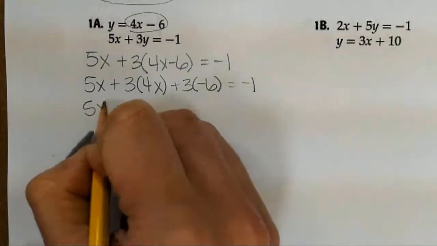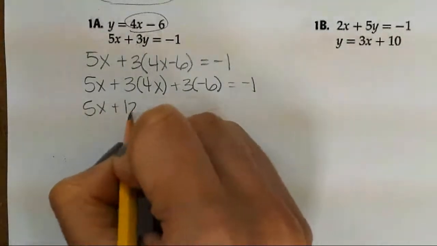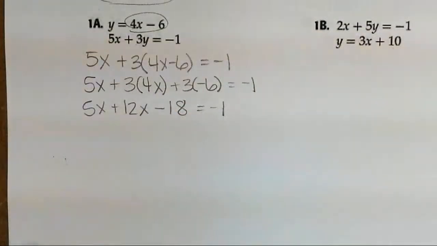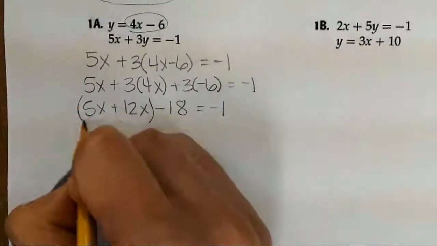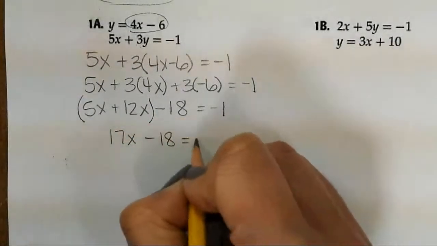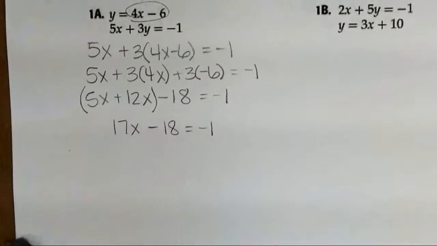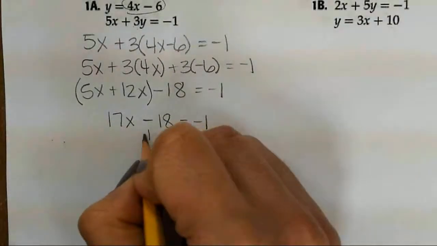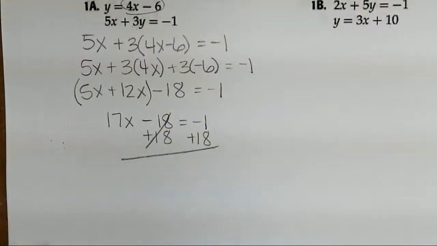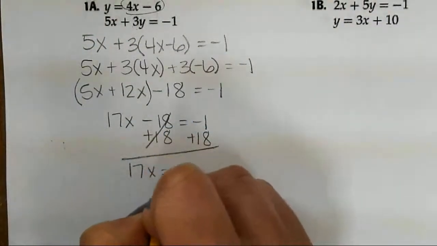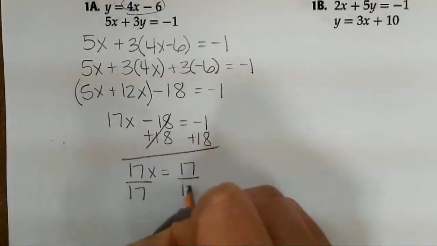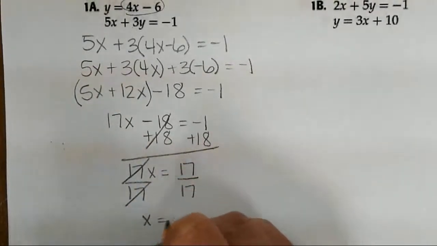Go ahead and evaluate that. You have 12x and then minus 18. Combine your like terms. And now, again, get your x by itself. In this case, we want to add 18 to both sides. And so we have 17x equals 17. Divide both sides by 17, and you get that your x is equal to 1.